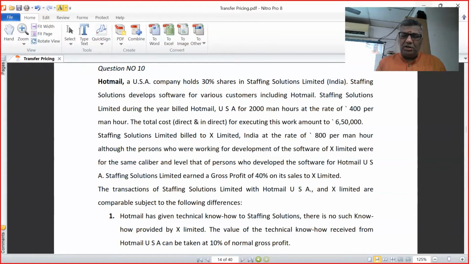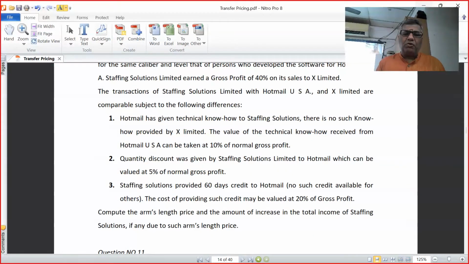The transactions are comparable subject to the following differences. Hotmail has given technical know-how to Staffing Solutions. There is no such know-how provided by X Limited. The value of technical know-how received can be taken as 10% of normal GP. Quantity discount was given by Staffing Solutions Limited, which can be 5% of GP. Staffing Solutions provided 60 days credit to Hotmail. No such credit was provided to X Limited. The cost of providing may be 20% of GP. Compute the arm's length price and the increase in the price that needs to be made.